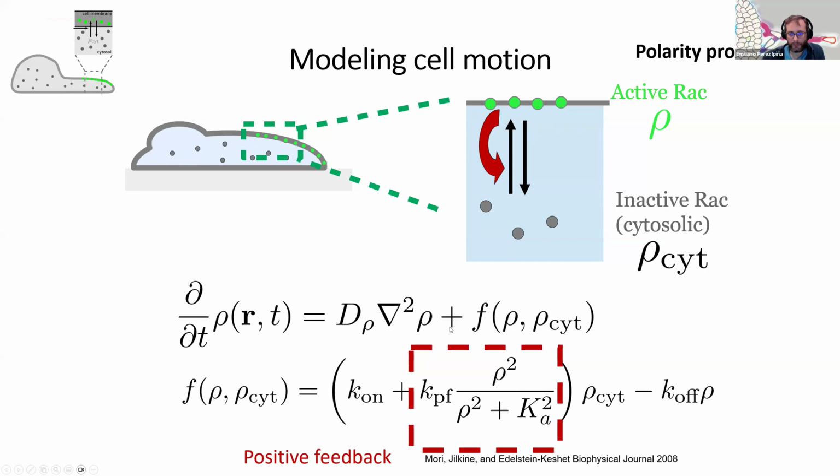It can diffuse, but we also have this reaction term that describes how active RAC becomes inactive and the other way around. The important thing here is that we have this positive feedback mechanism given by this term over here, and this is what allows the cell to sustain a polarity. When we have some accumulation of active RAC at the front, that accumulation triggers more accumulation of RAC at the front. In that sense, this positive feedback is what allows cells to sustain a polarity and a directionality in the movement over time.